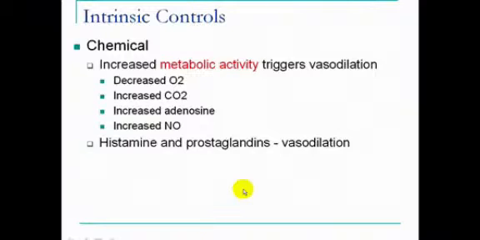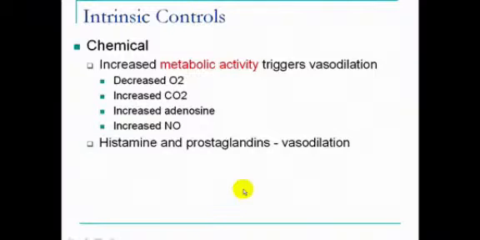Some other chemicals that can cause vasodilation are increased adenosine, which is a product of using ATP. Again, if you have a metabolically active tissue, it's using more ATP. And then nitric oxide will also cause vasodilation. We learned about this in our tissues chapter, and now they actually use nitrate pills, which they give to people who may be suffering a heart attack, because it will cause vasodilation of those coronary arteries in the heart and hopefully increase blood flow back to the tissue.